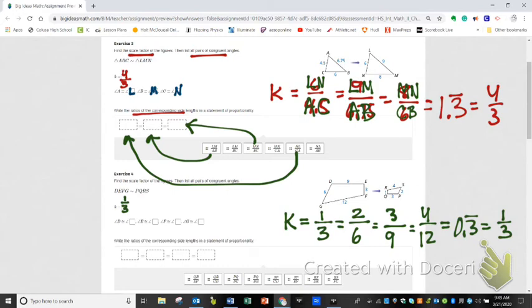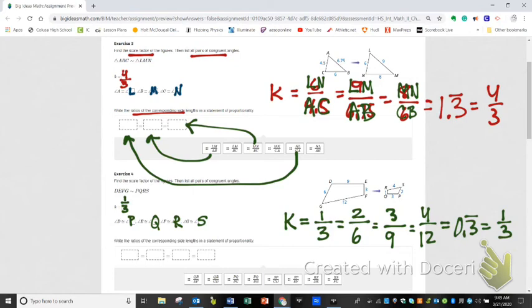Angle D is going to correspond to angle P, or be congruent to angle P. Angle E is going to correspond to angle Q. Angle F is going to correspond to angle R. And angle G is going to correspond to angle S. So all of those corresponding angles are congruent.